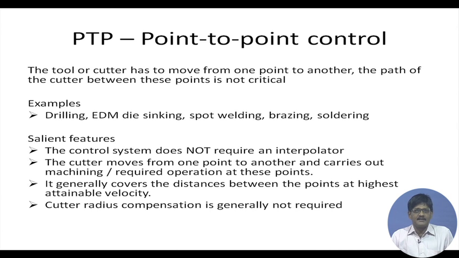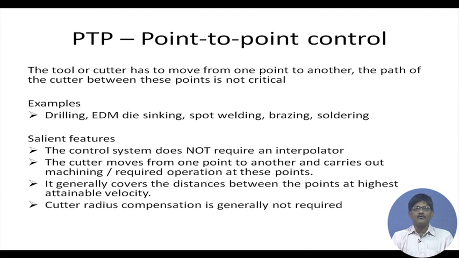There are some salient features associated with this type of control. The control system, first of all, does not require an interpolator. The interpolator calculates and implements the definite velocity relations between the axes and the definite velocity value along the particular path. This is not required here. We are not controlling the velocity between definite locations.